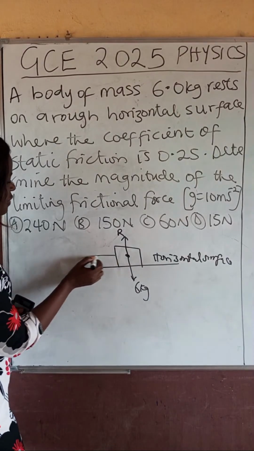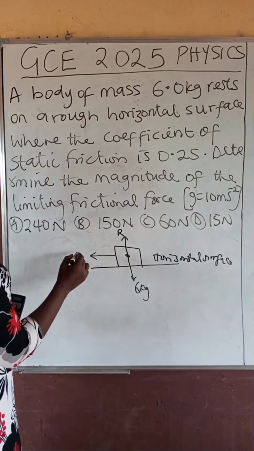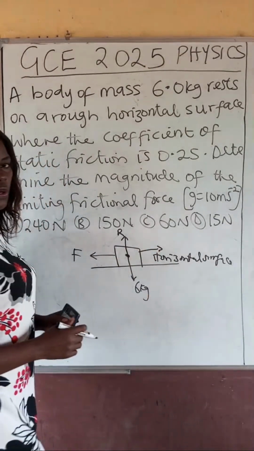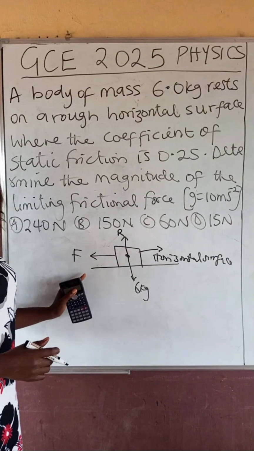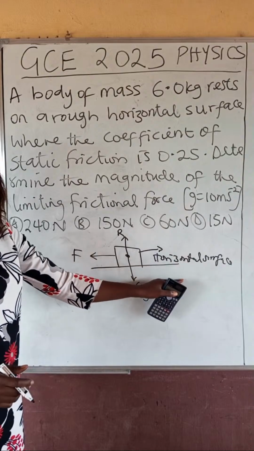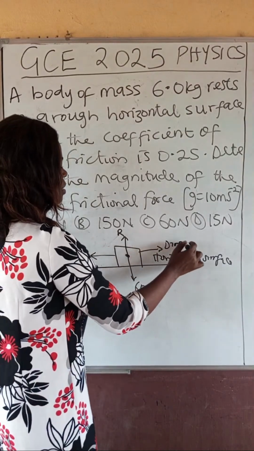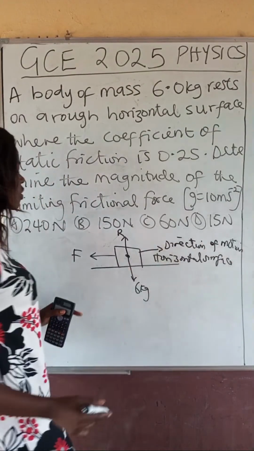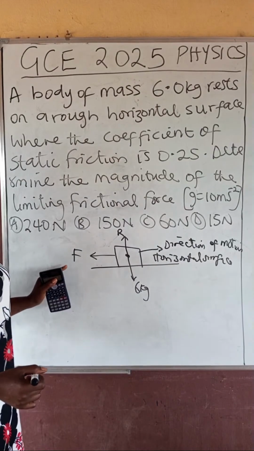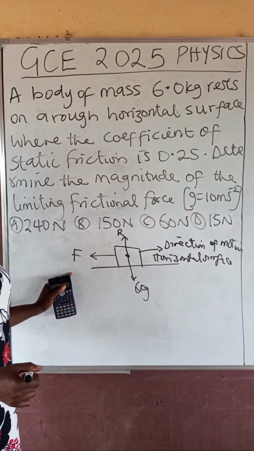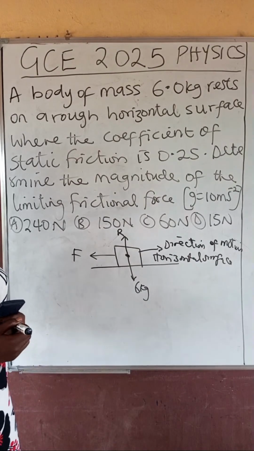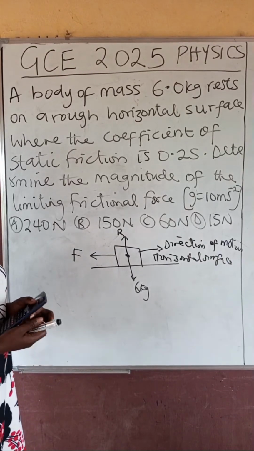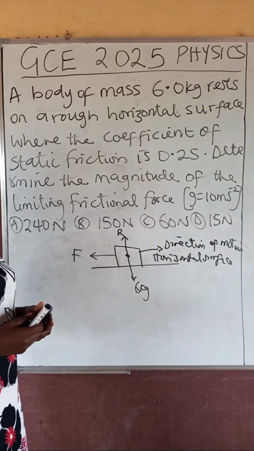Now, frictional force is the force of opposition. The frictional force is going this way, while the direction of motion of this body is going this way. So frictional force is actually opposing the motion. This is called the direction of motion, while this is the frictional force. Remember that frictional force acts between two surfaces in contact, and it tends to oppose the motion of one over another. Do you understand?